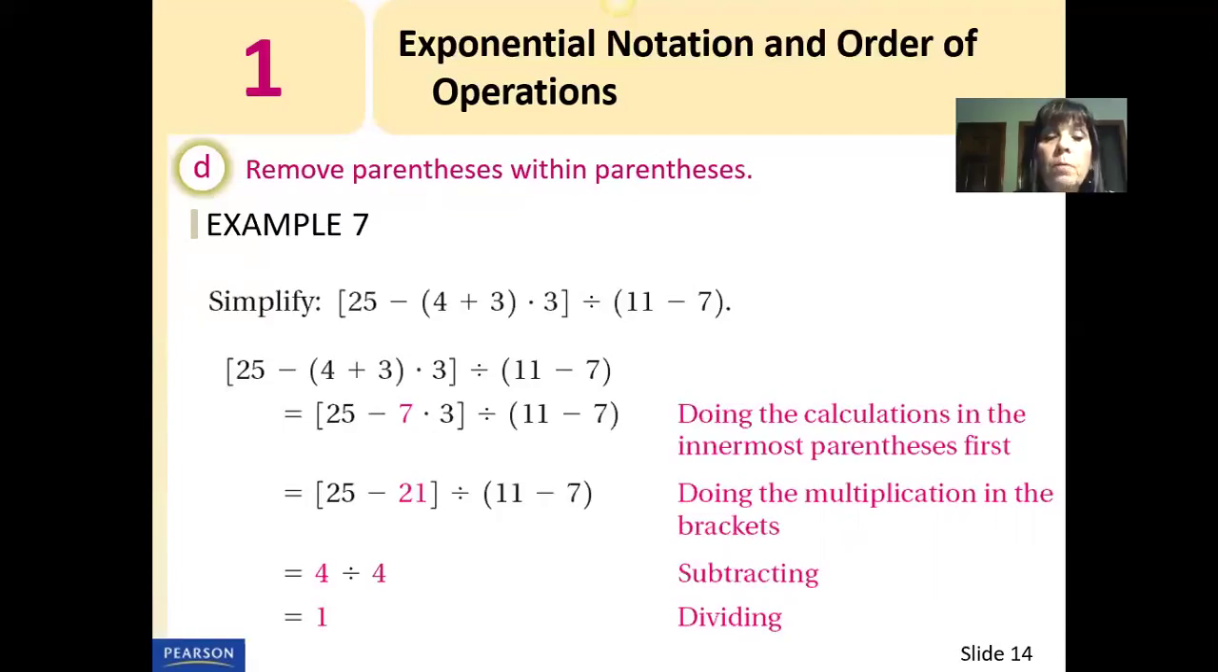So the left one, when you subtract 25 minus the 21, you're going to get a 4. And on the right one, 11 minus 7 also happens to give you a 4. And finally, my last 2 4s will then become a division, and that will give you a 1.